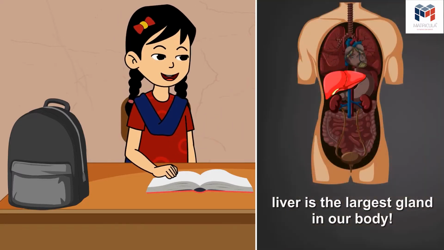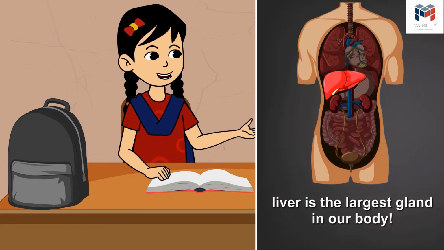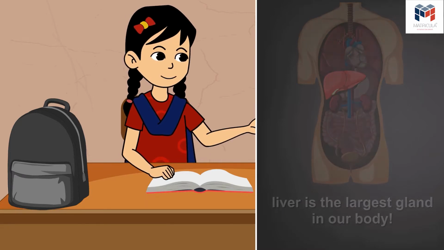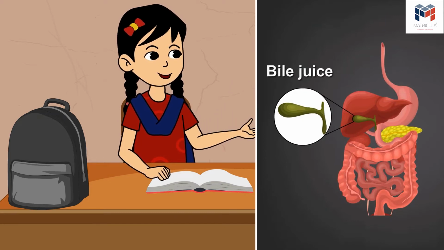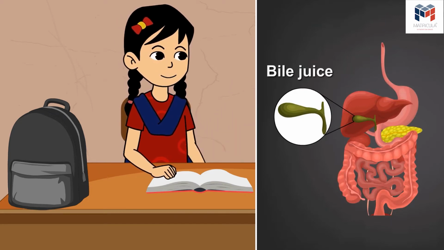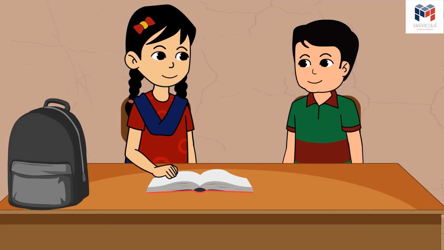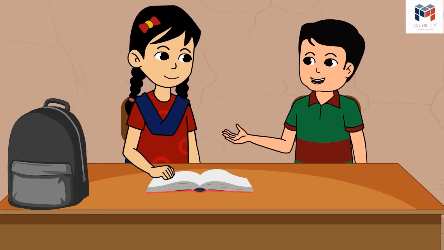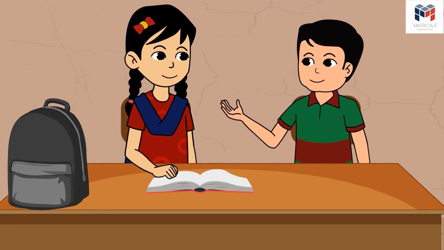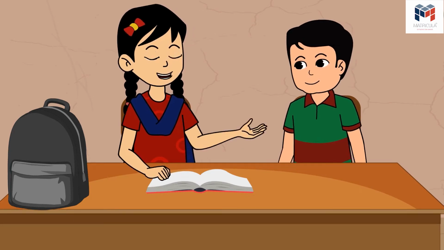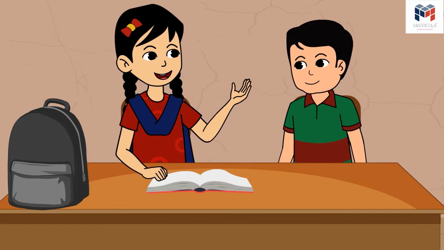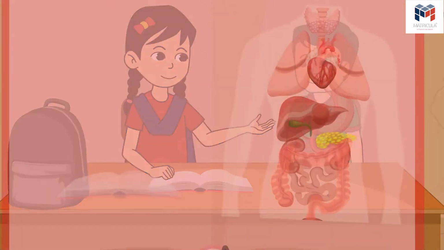Do you know, Sonu? The liver is the largest gland in our body. It secretes bile juice. Bile plays an important role in digestion of fats. Is the liver close to the small intestine? It is situated in the upper part of the abdomen on the right side. Look here.